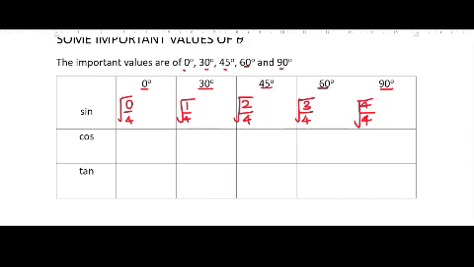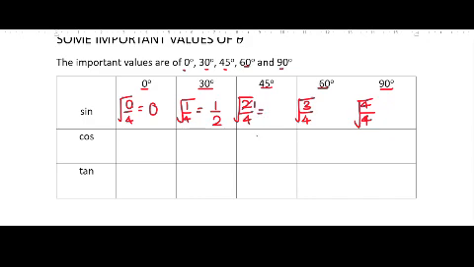So what do you do? You start by writing numbers 0 to 4 in every box, divide it by 4 and put an under root over all of them. Now what do you get? 0 by 4 is 0, so under root 0 is 0. 1 by 4 is under root 1 upon under root 4, so 1 upon root 4 is 2.